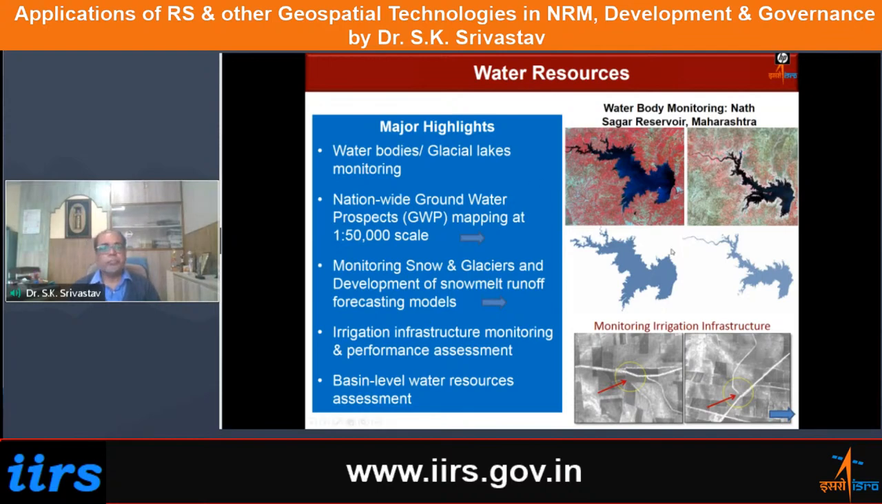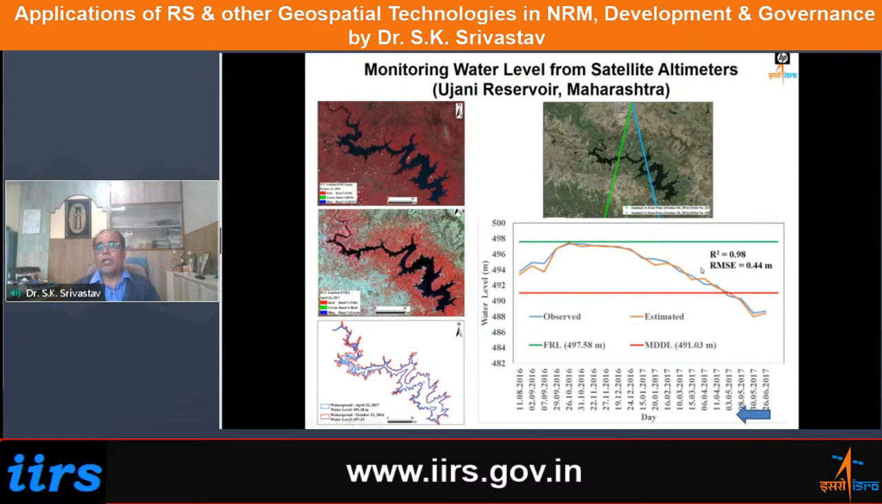Secondly, these days, there are some specialized sensors which are available on board satellites, and those sensors are known as altimeters. So basically, they provide the elevation of the water surface in any water body. If there is a satellite pass and you have the access to the altimeter data, they can precisely tell you the elevation of the water surface.